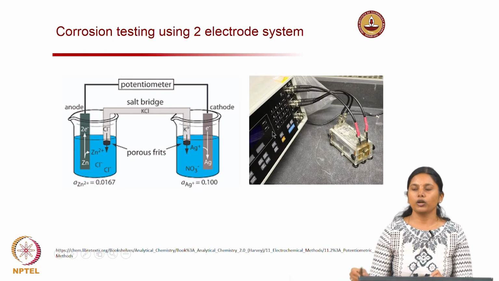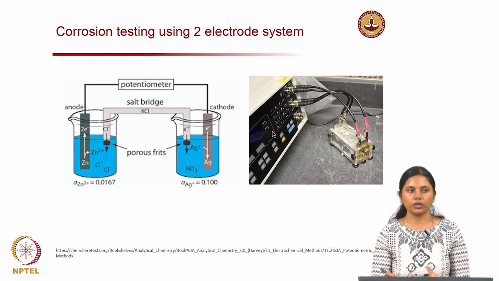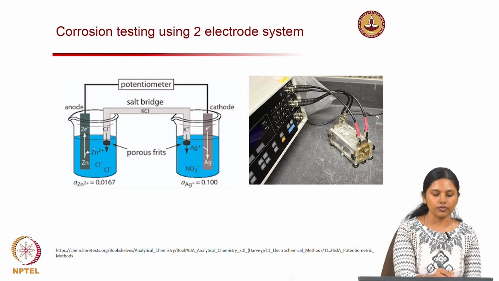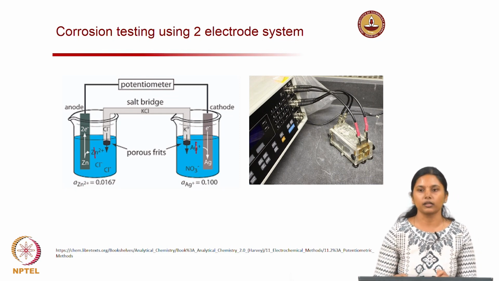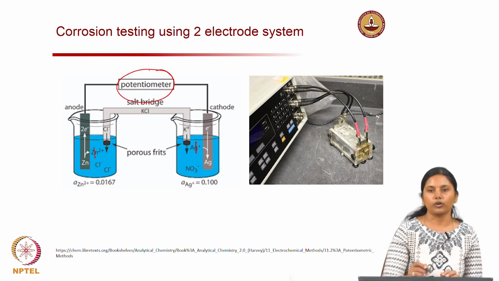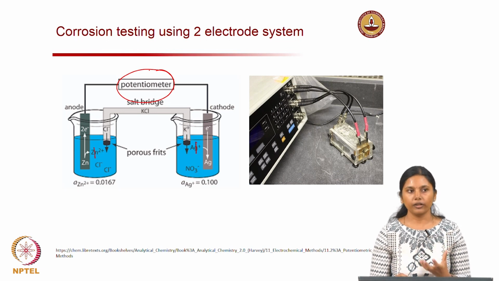Now, we move on to the actual testing. So, when we go to the lab, we will have a confusion whether to use a 2 electrode system or a 3 electrode system. When we use a 2 electrode system, there are 2 half cells here, one is here and one is here. So, when we connect the 2 half cells with the potentiostat, what we measure is the response of the whole system.